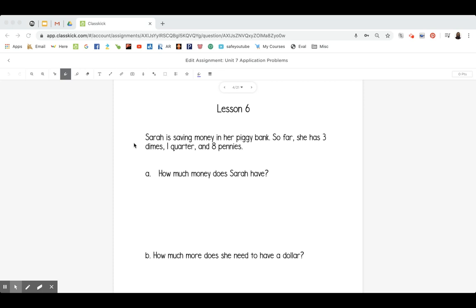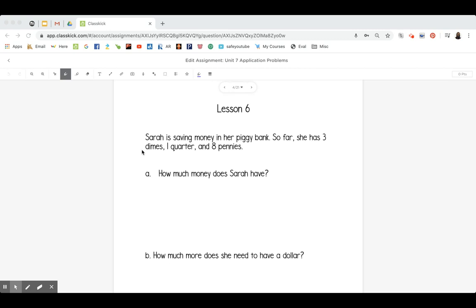Today we're going to work on lesson 6 in your white application packet. So get that out, have it ready to go. Today we're going to be reading about Sarah. Sarah is saving money in her piggy bank. So far, she has 3 dimes, 1 quarter, and 8 pennies.